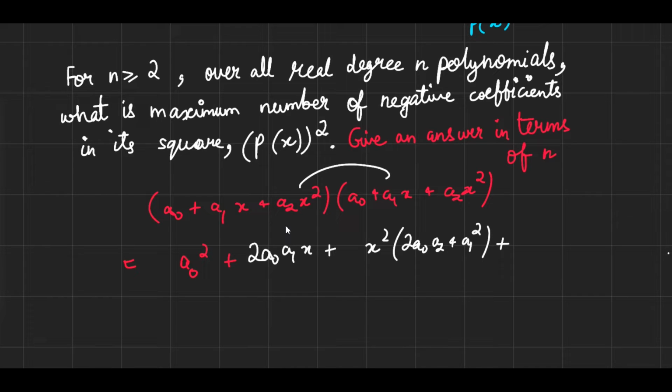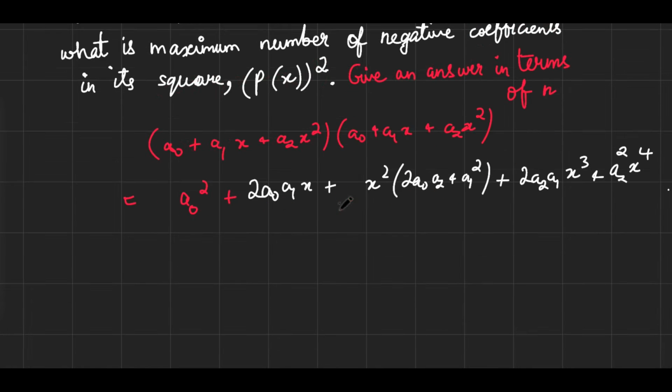Finally, for x cubed, you've only got this and this. Writing that out, that's 2 a2 a1 x cubed, and then, as we know, for x to the 4, it's just a2 squared x to the 4. Alright, how negative can I make these? Well, let's suppose this coefficient is negative. What does that tell me? Well, that tells me that a0 and a1 have the opposite sign. Let's just say this is sign 1 and this is sign 2. Okay, I know that a0 and a1 are the opposite sign. What if the thing in the middle is negative as well? a0 times a2 plus a1 squared.